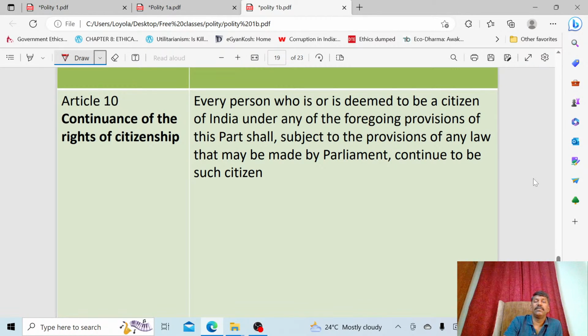But under Article 10, the way the continuation of the right of citizenship comes into force, a person who is deemed to be considered a citizen of India, on the basis of that, subject to the provisions of any law made by the parliament, continues to be a citizen. So parliament is a kind of authority on the basis of parliamentary laws. In future also, the possibilities are there that the continuation of any citizens can be achieved with the help of the parliamentary law as an outgrowth.